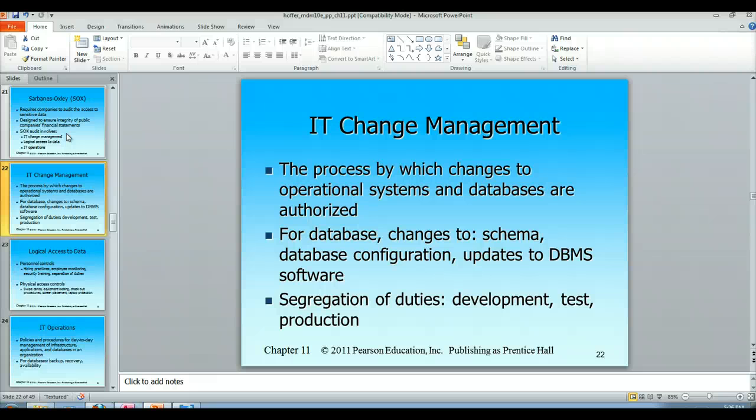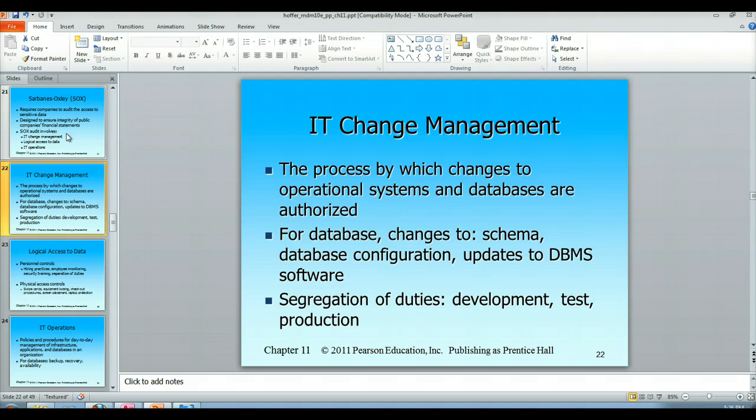So this is the same kind of thing when it comes to change management, when you're actually changing your operational systems and your databases, and you're making user authorization changes, things of that nature. That is something that Sarbanes-Oxley requires you to audit.